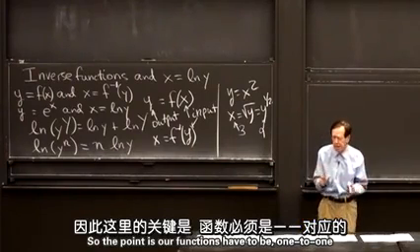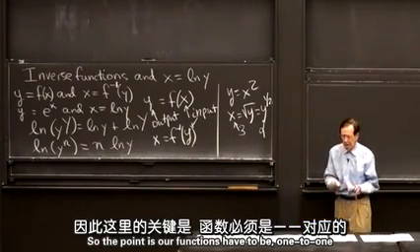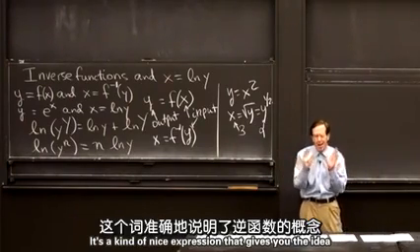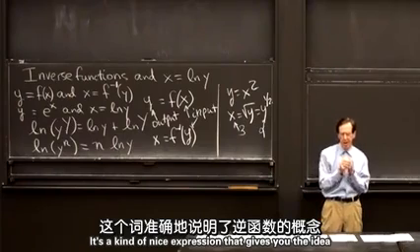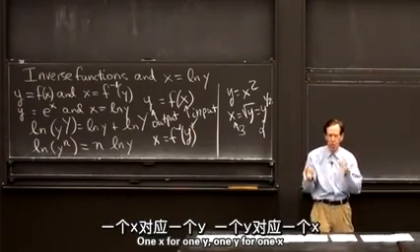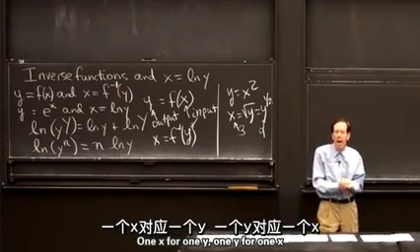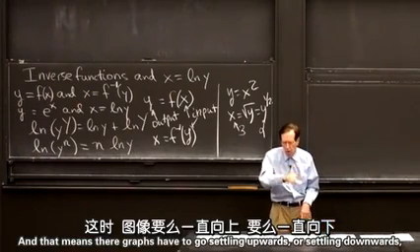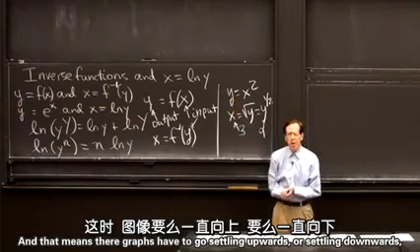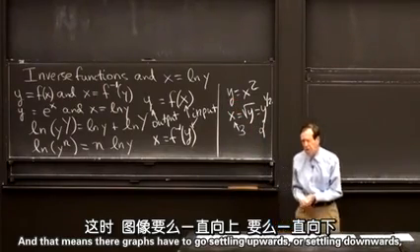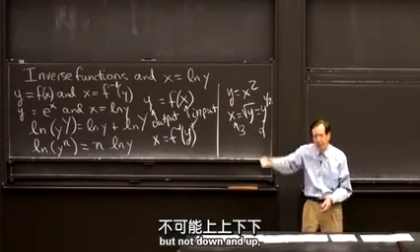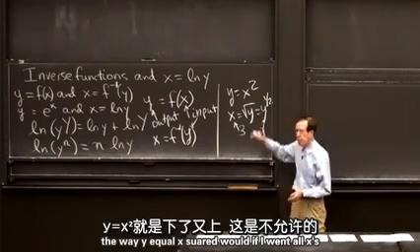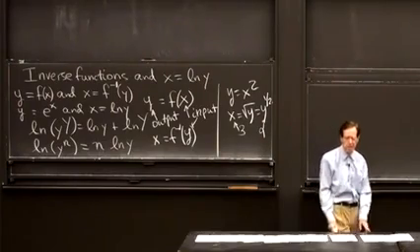So the point is, our functions have to be 1-to-1. It's a kind of nice expression that gives you the idea. 1x for 1y, 1y for 1x. And that means that their graphs have to go steadily upwards or steadily downwards, but not down and up, the way y equal x squared would if I went over all x's.